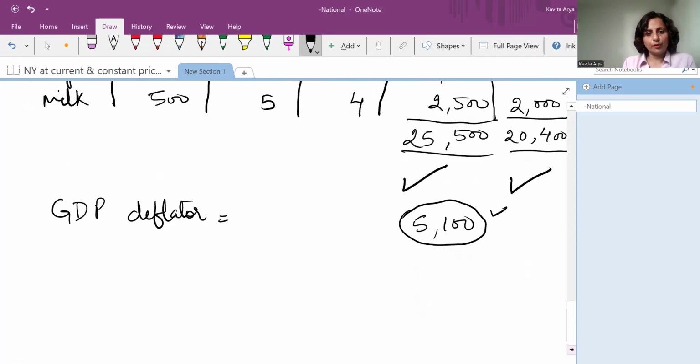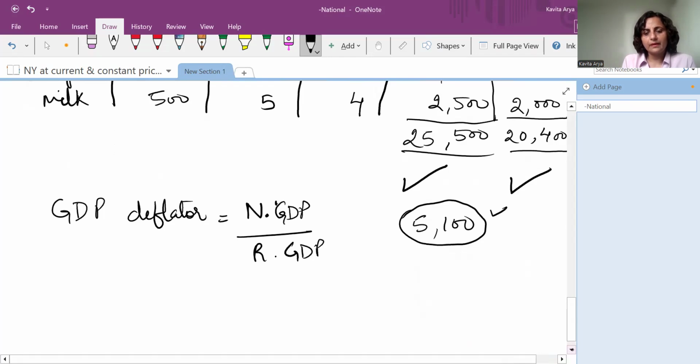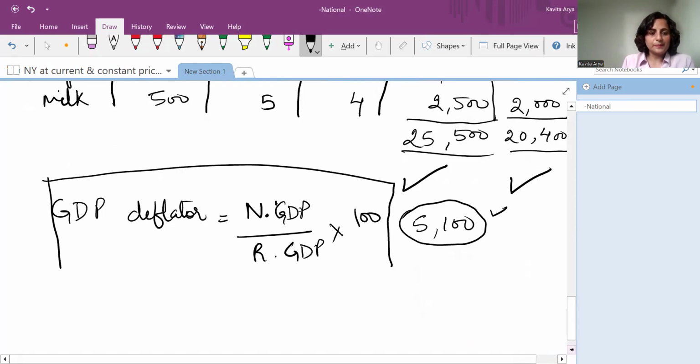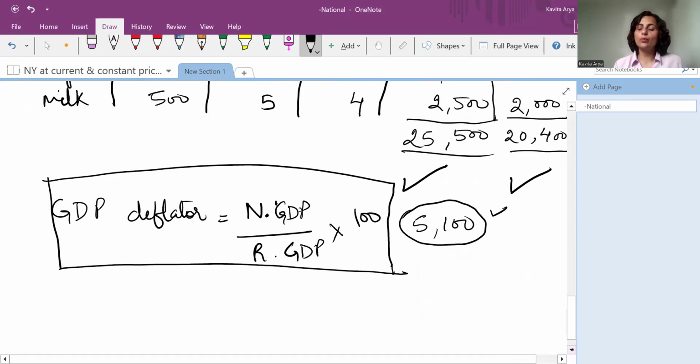So what's the formula? The formula is nominal GDP by real GDP into 100. This is a wonderful formula, especially from the paper point of view. Many a times this formula is used, and with only 2 to 3 steps you get 3 marks with this bare application. Here we are given the value of the GDP deflator.